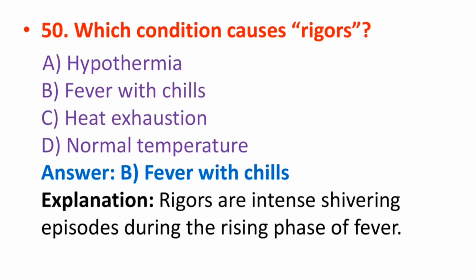Which condition triggers rigors? Option A hypothermia, option B fever with chills, option C heat exhaustion, option D normal temperature. The correct answer is option B fever with chills. It triggers intense shivering episodes during the rising phase of fever.